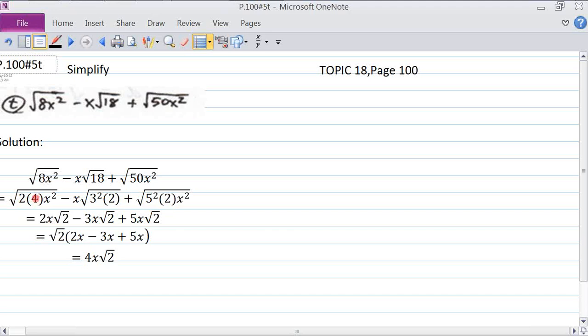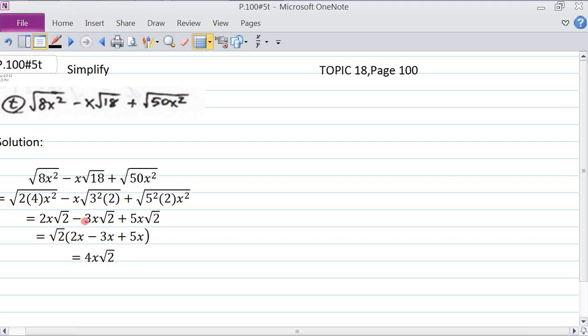Now, square root of 4 is 2, and the square root of x squared is x. So that goes here. All I'm left with in the root sign is the 2 here. So I take the square root of 4, it's 2, take the square root of x squared, it's x, and all I'm left with is the root sign here. Here, the x is already on the outside. I take the square root of 3 squared, it's 3. I get minus 3x root 2. And here, I take the square root of 5 squared is 5. Take the square root of x squared is x, and I'm left with a root 2.